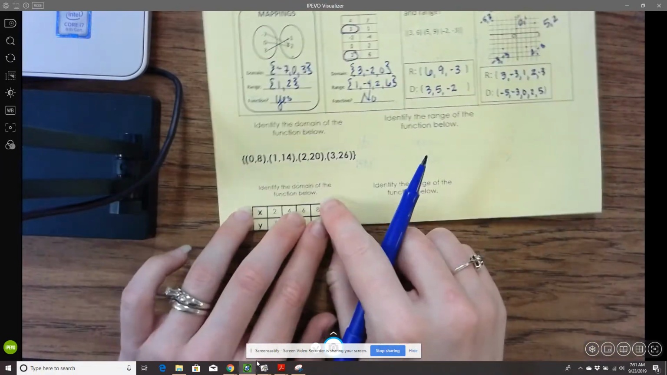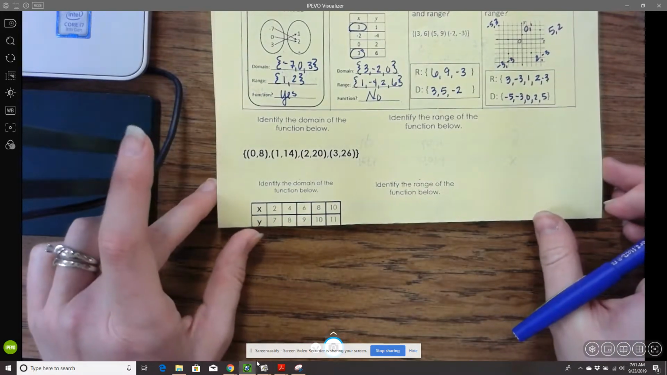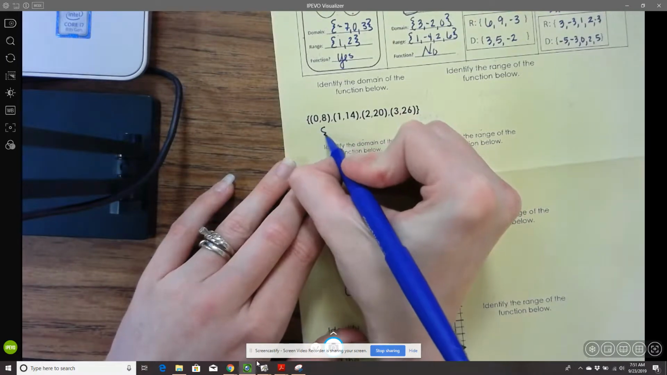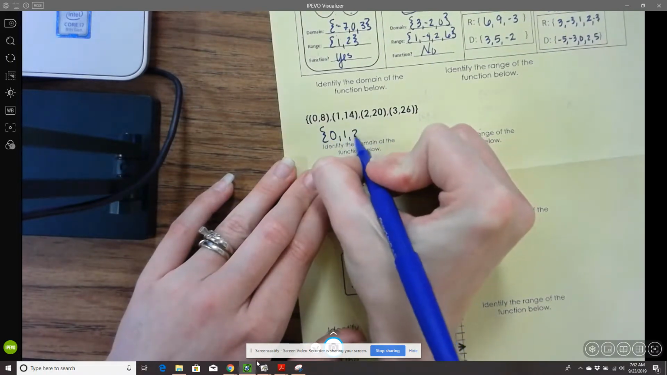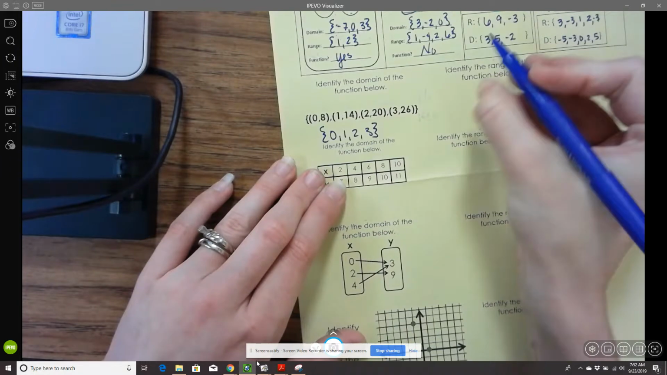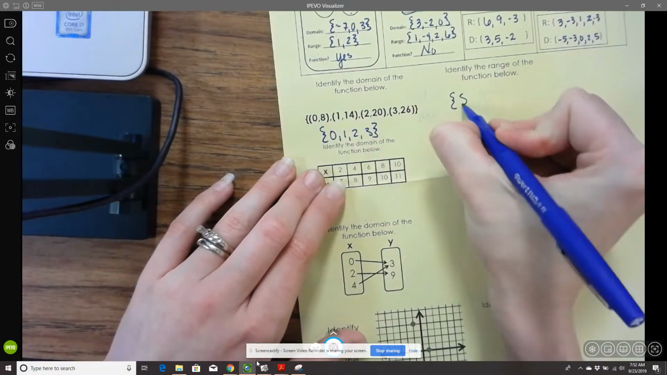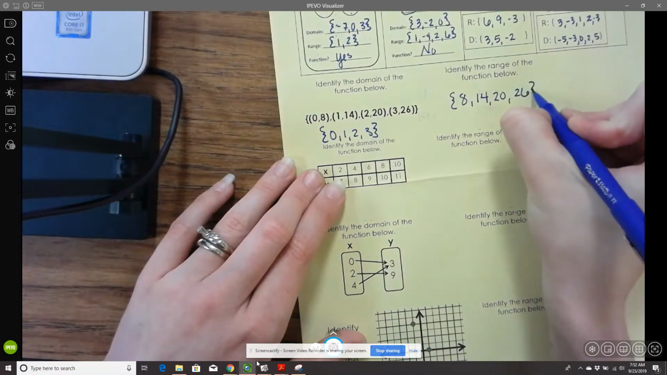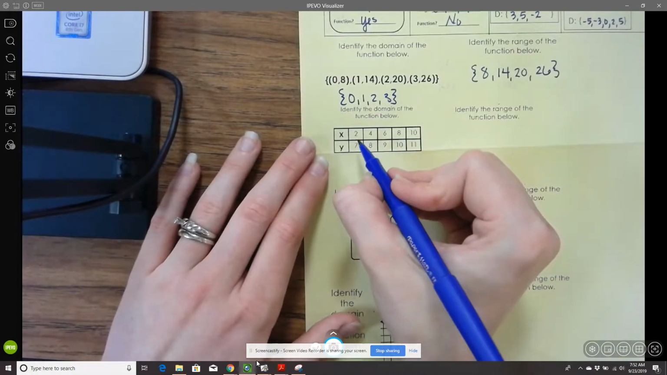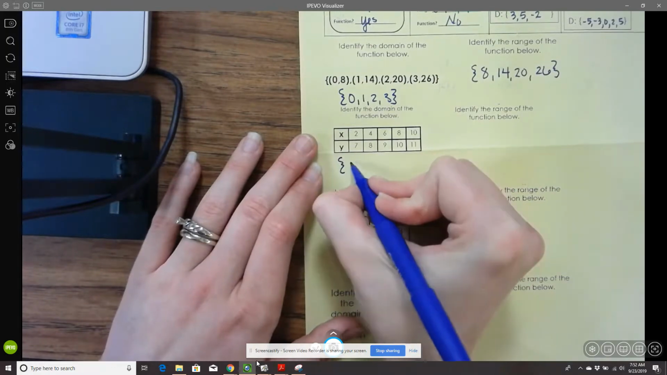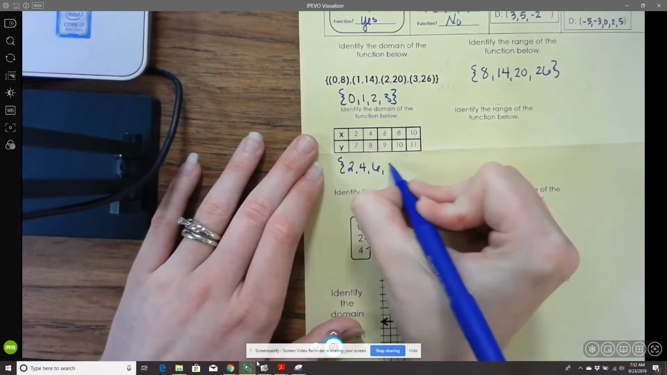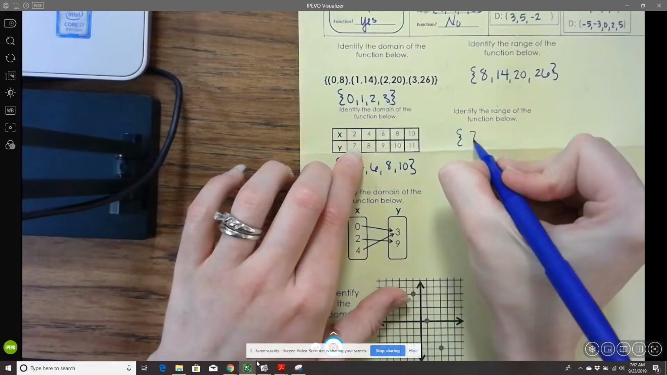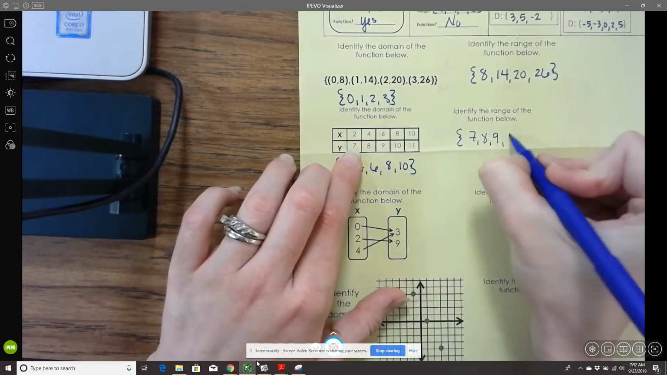All right, so it says identify the domain of the function below. So your domain here are your x's. And then your range is going to be your y values. All right, so again, domain and range. So domain is going to be your x's. And your range is going to be your y values.